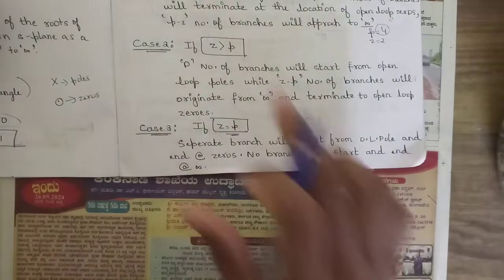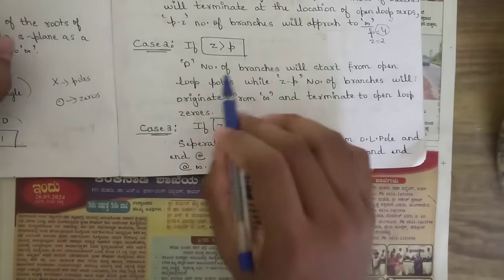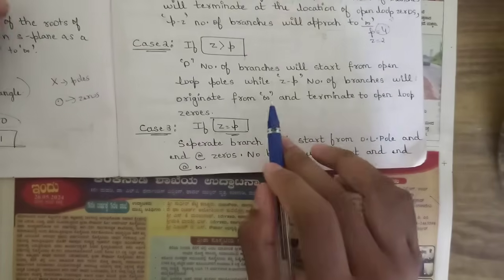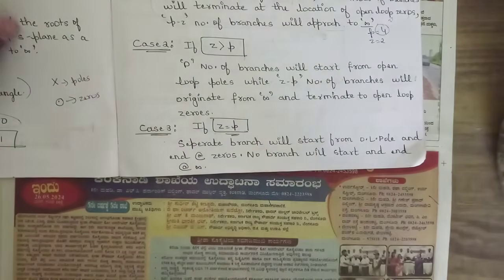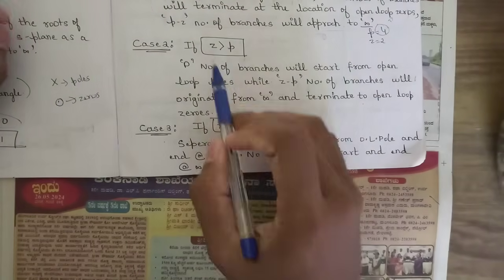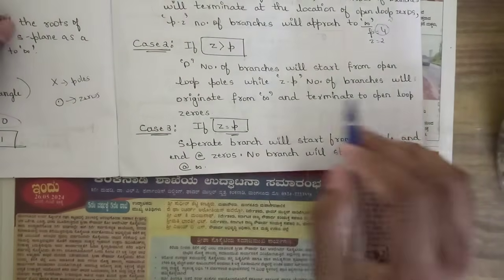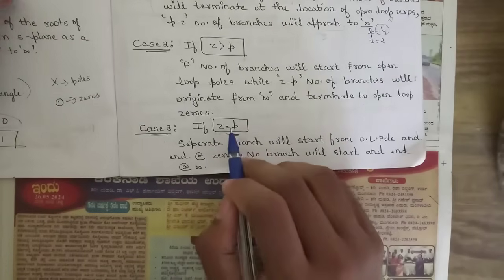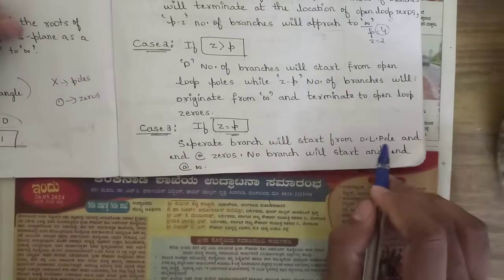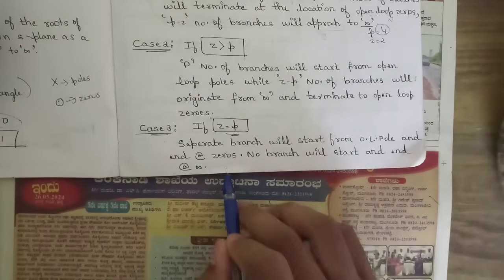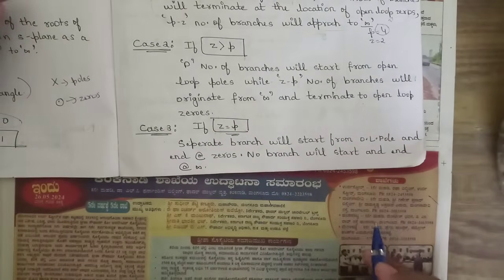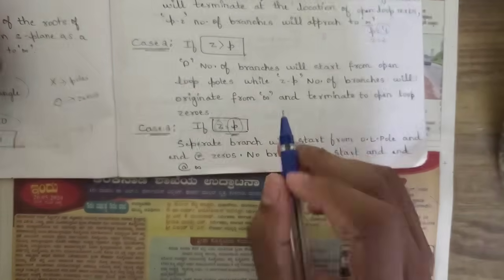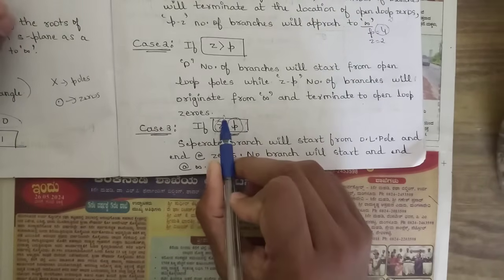Case 2 says that if z is greater than p, p number of branches will start from open loop poles, while z minus p number of branches will originate from infinity and terminate at open loop zeros. That is, they would originate from infinity whenever there are more zeros, and terminate at the open loop zeros. Case 3 says that if z is equal to p, a separate branch will start from each open loop pole and end at a zero. No branch will start or end at infinity. That is, if there are equal numbers of zeros and poles, all the branches would start from open loop poles and terminate at zeros.